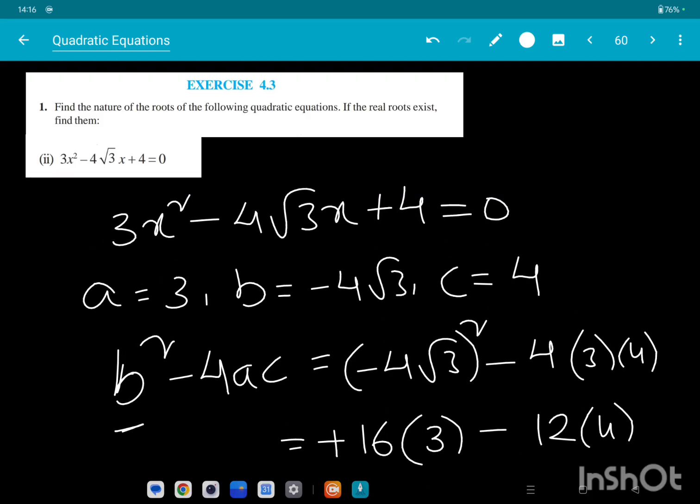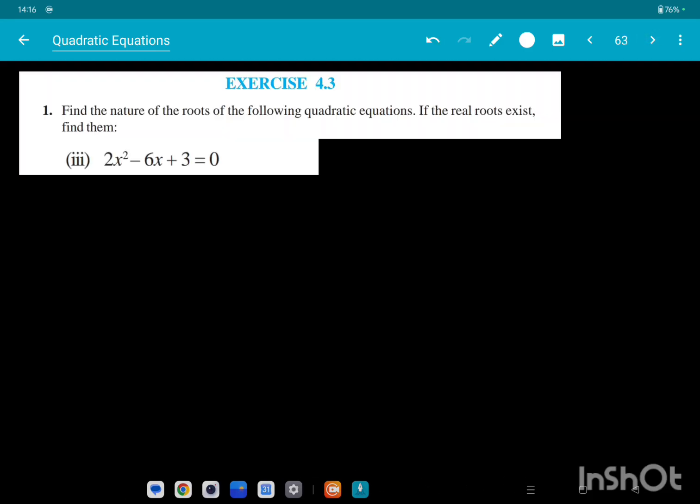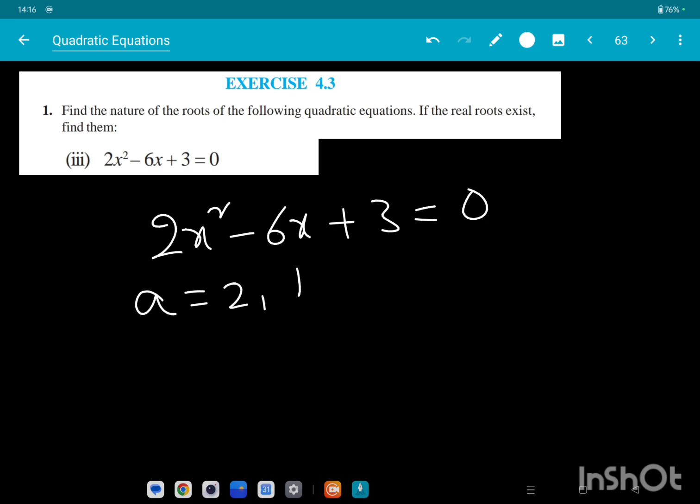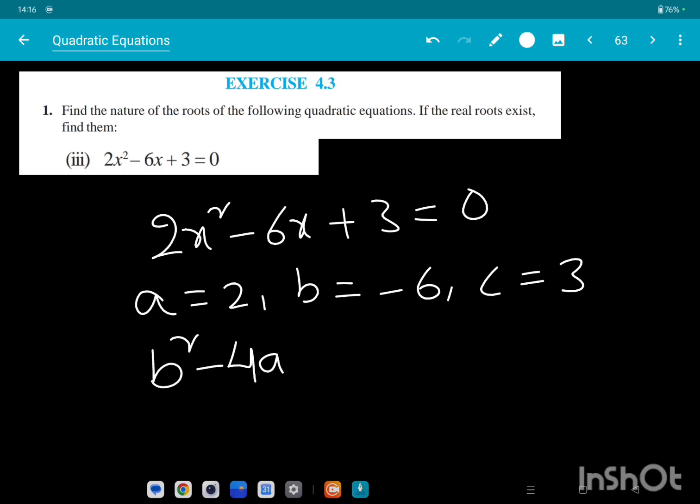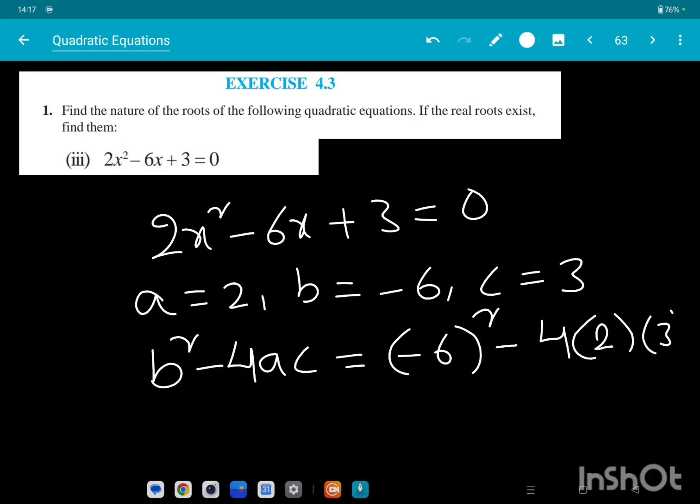Now move on to the next question. Here the quadratic equation is 2x square minus 6x plus 3 is equal to 0. First we need to find the nature of roots. Here a value is 2, b value is minus 6 and c value is 3. Now what is the discriminant? b square minus 4ac is equal to b square, which means minus 6 whole square, minus 4 into a value 2 and c value 3.